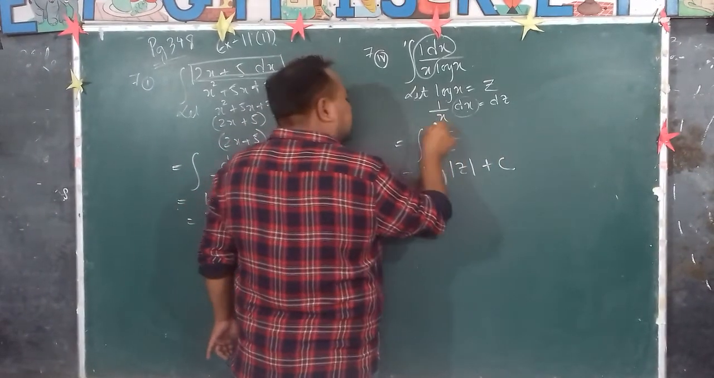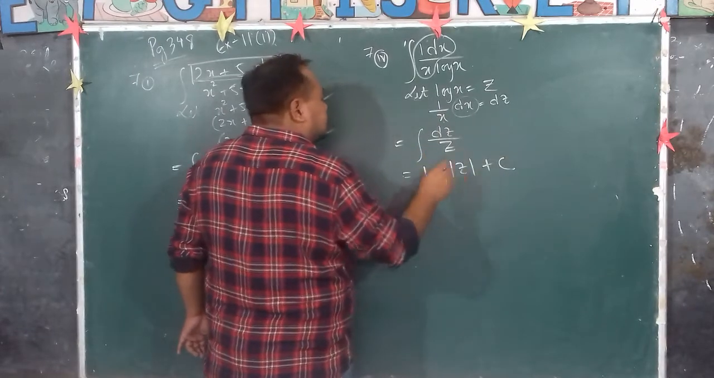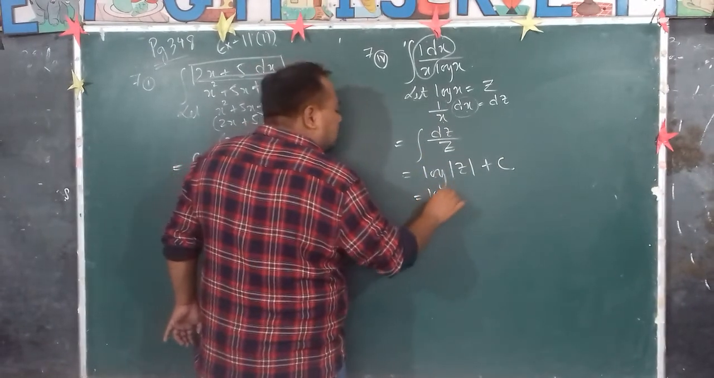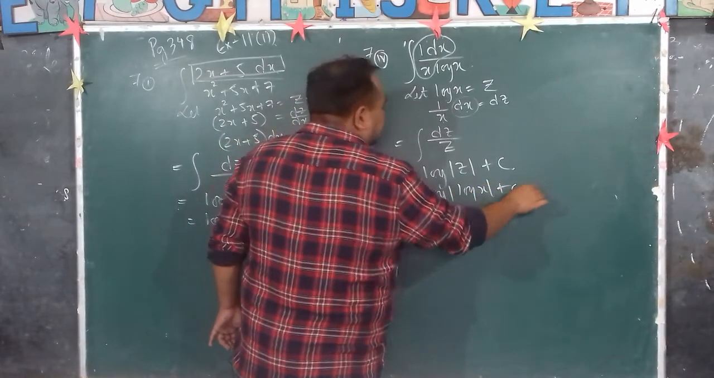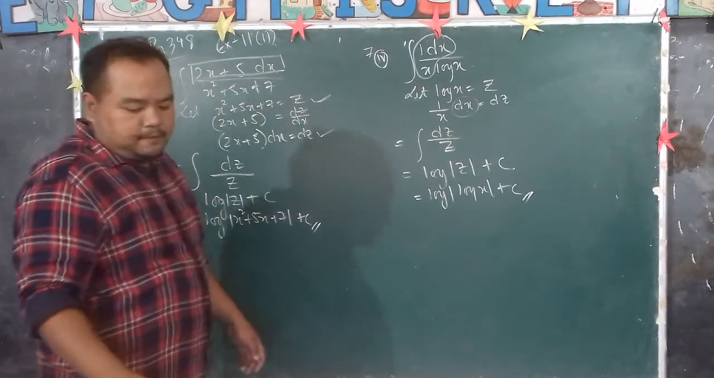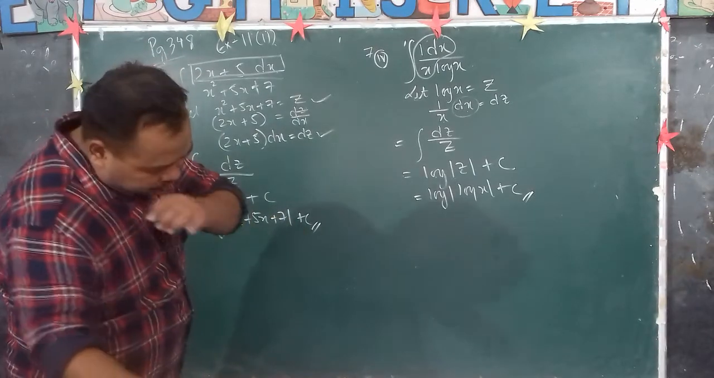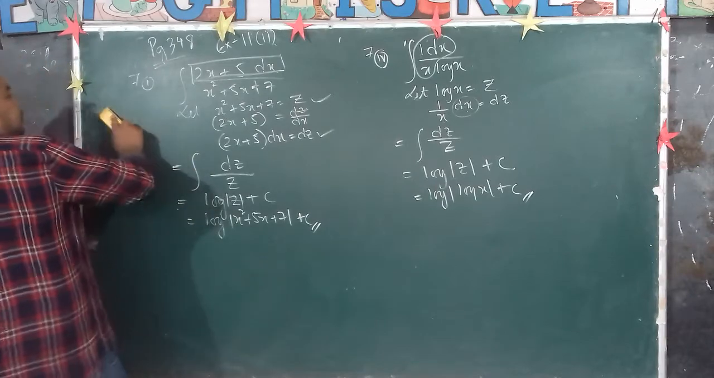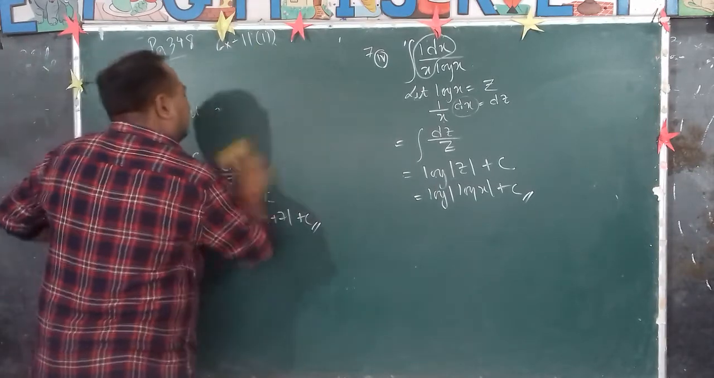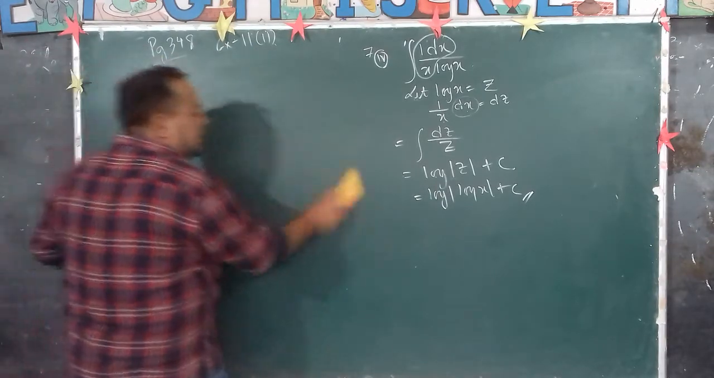The moment you remove the integration sign, you add plus c, the integration constant. So log modulus, what's the value of z? It is log x, plus c. So this is how you solve it. This is question number 7. The remaining questions 2, 3 and 5 can be easily done. So next, question number 8.